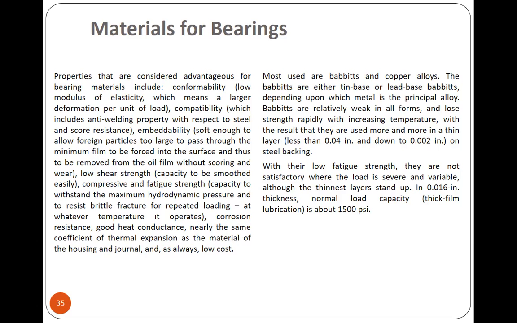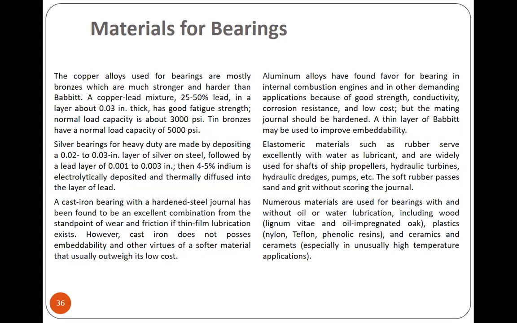although the thinnest layer is best. At 0.016 inch thickness, normal load capacity for thick film lubrication is about 1,500 psi. The copper alloys used for bearings are mostly bronze, which are much stronger and harder than babbitt. A copper-lead mixture, 25 to 50% lead, in a layer about 0.0 inch thick, has good fatigue strength. Normal load capacity is about 3,000 psi. Bronze has a normal load capacity of 5,000 psi.